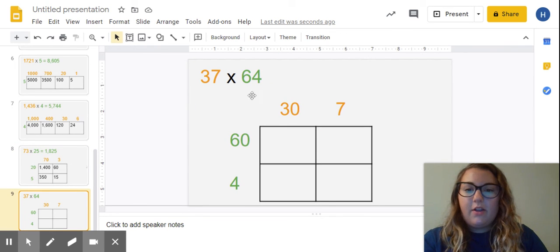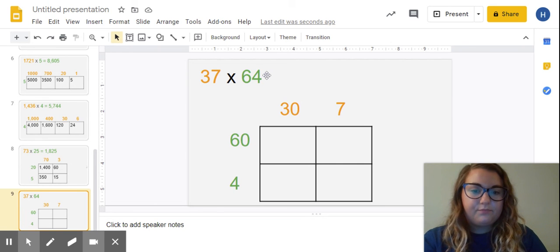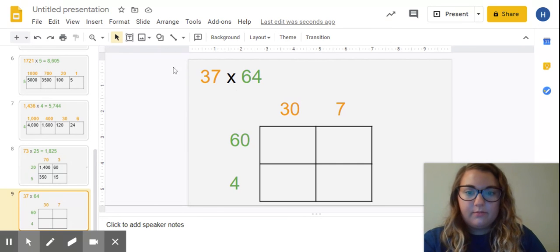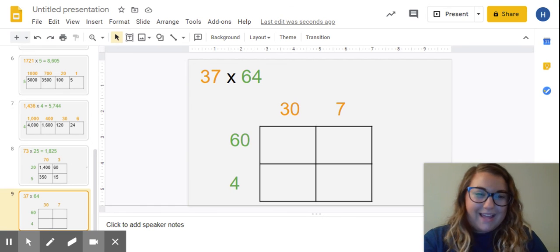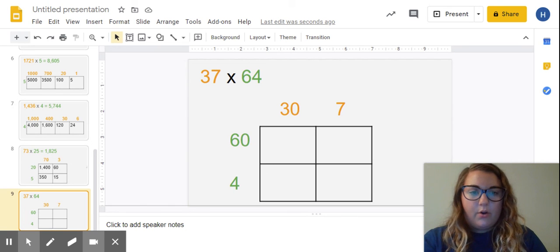So taking a look at 37 times 64. I have decomposed both numbers. I have my 37 decomposed and my 64 decomposed. I have my area model drawn and ready to go. Now I am going to go ahead and fill out part of this model, and I want you to tell me which part is missing and what that value would be.